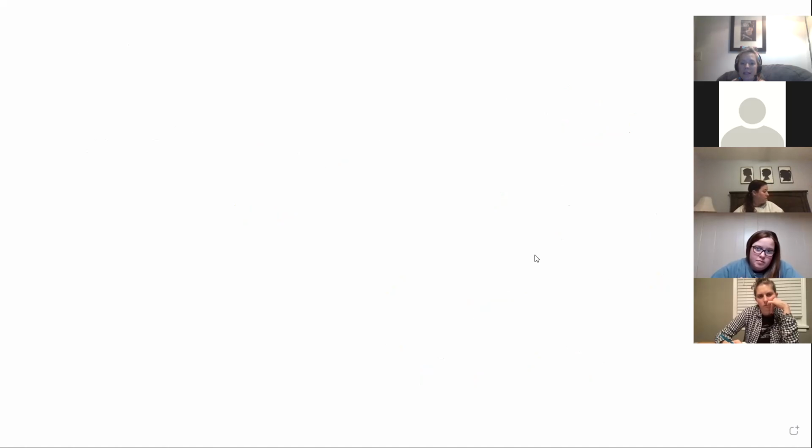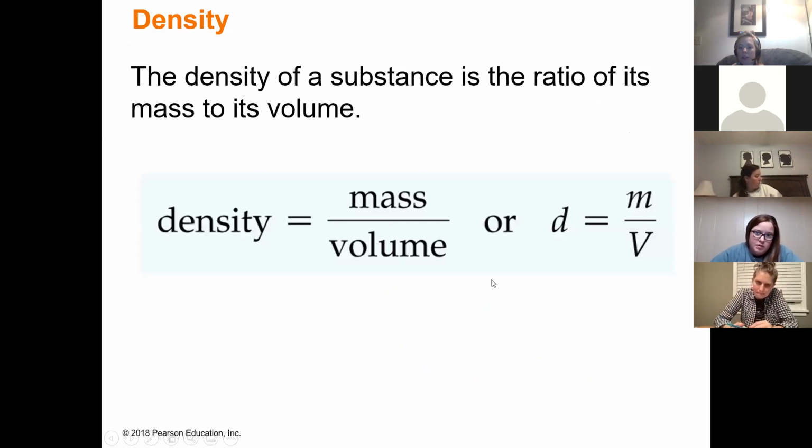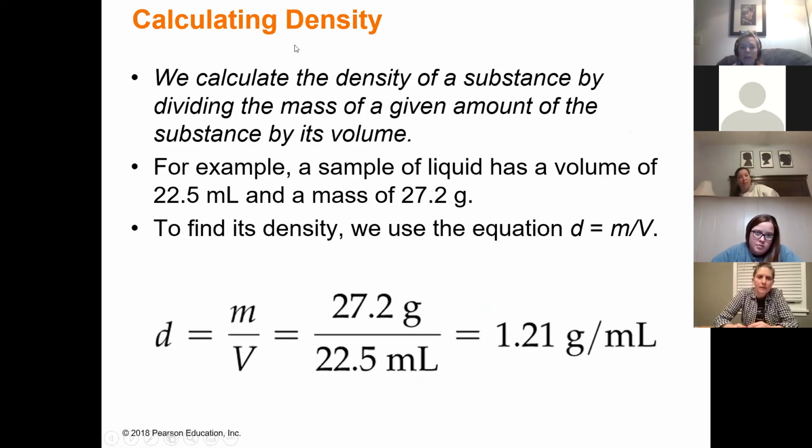So with density, the density equals mass over volume. Great. Let's say we've got a problem here that says calculating density. We're not going to use dimensional analysis for this. We're going to use plug and check. So a sample of a liquid has a volume of 22.5 milliliters and a mass of 27.2 grams. Find its density. So we know density equals mass over volume.